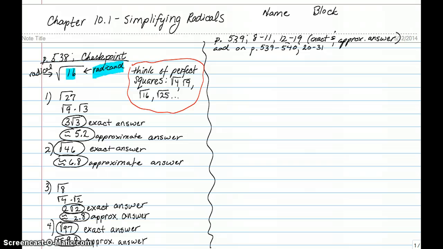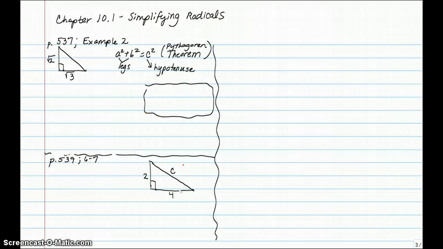Onto this assignment, we're going to add on pages 539 to 540, 20 through 31. We're now going to do some examples that will help you with that. Okay, this is page 537, example 2. Now we're going to actually use the Pythagorean theorem, and that'll be part of learning to simplify radicals. It also will tie into the trigonometric functions sine, cosine, and tangent.